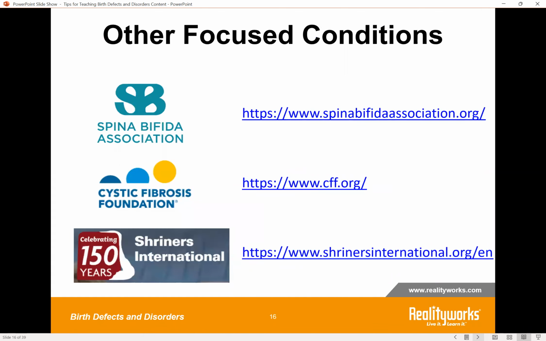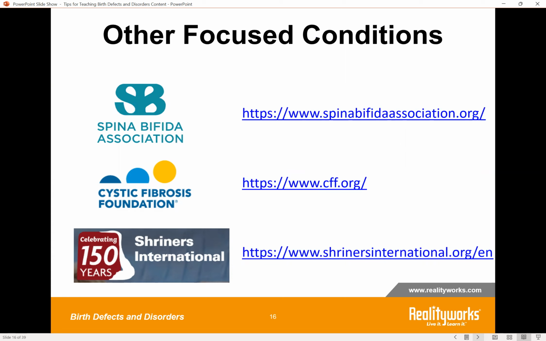Now, here are some other focus conditions that we wanted to point out. First of all, is the Spina Bifida Association, and they're dedicated to helping healthcare providers and parents, caregivers, and others. They want to help people live longer, healthier lives through research, education and support, clinical care, network building, and advocacy. So a great source to go to.